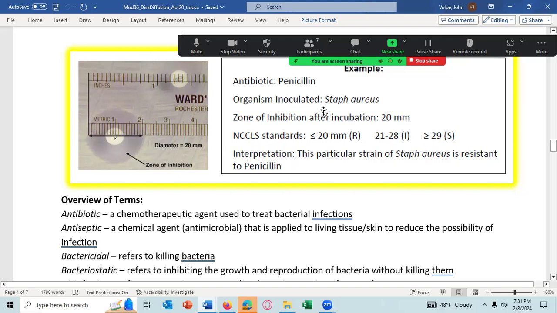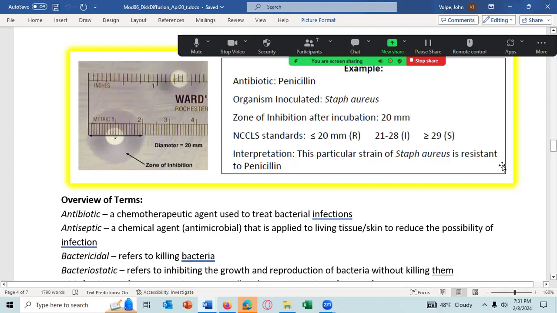So Staphylococcus aureus will have a different size for sensitivity for penicillin G than it will be for tetracycline. And then Staphylococcus epidermidis will have a different size for sensitivity for penicillin G from Staphylococcus aureus. Any question about any of that?